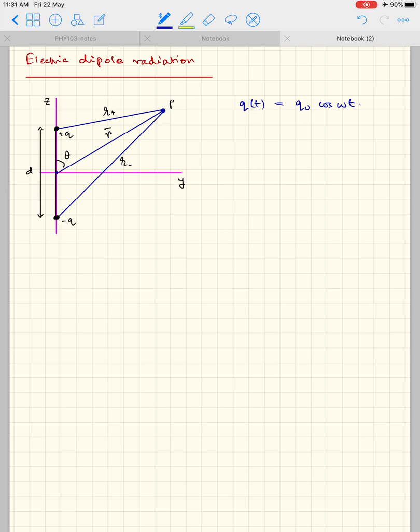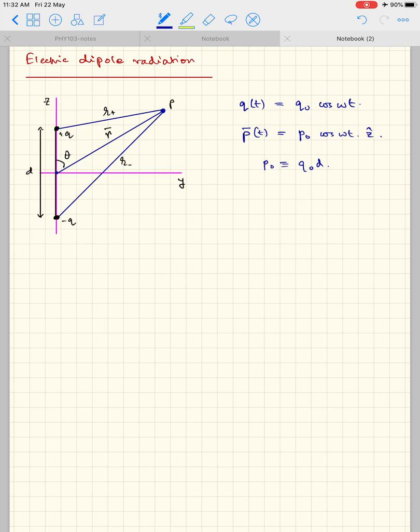So the result is an electric dipole which actually oscillates. So this is p of t, which is equal to p naught cos omega t, and this is in the z direction. Where p naught is just given as q naught times d. That's the maximum value for the dipole moment.